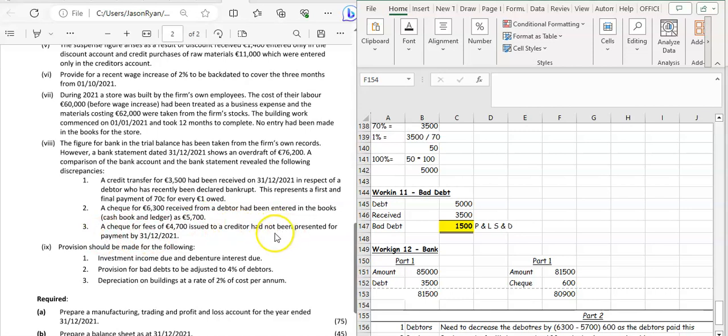The last one then, it says not being presented. So if a cheque has not been presented, no money has gone in or gone out of our bank account. So we don't do anything with it. We just leave it the way it is, and we use this 80,900 for a bank figure in our balance sheet as part of your current liabilities. So that's the bank adjustment done for the 2022 McGuigan manufacturing account question.